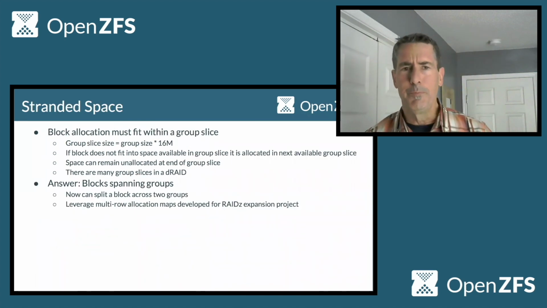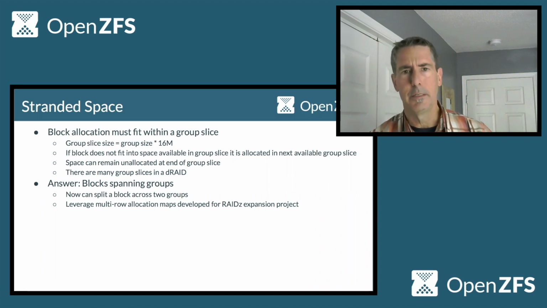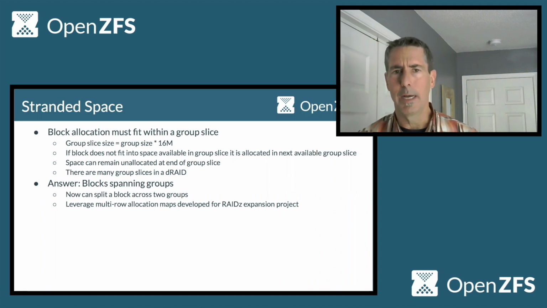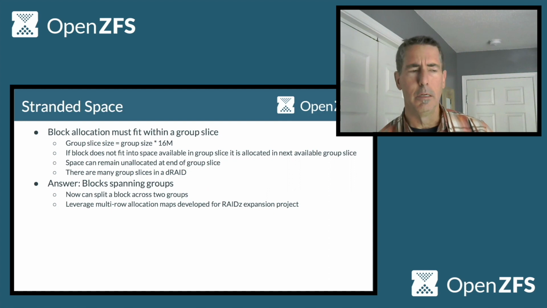The next issue, which we had to address, was stranded space. I mentioned already that a block allocation is padded out to the full group width, but an additional constraint was that the allocation had to fit into a single group row.